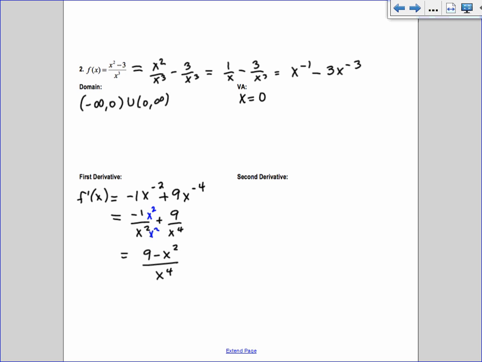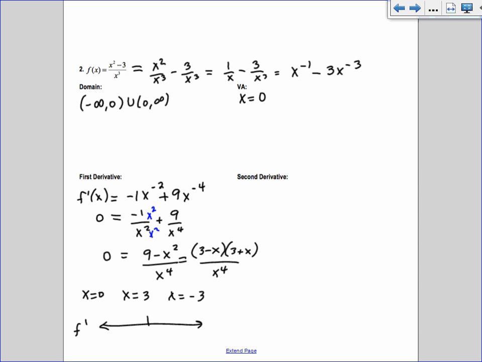Okay, so I'm finding when it's equal to 0. I'm also finding where it's undefined. So it's definitely undefined at x equals 0. So that's a critical value. And then this factors into 3 minus x and 3 plus x. So I have x equals 3 and x equals negative 3. So I have 3 critical values.